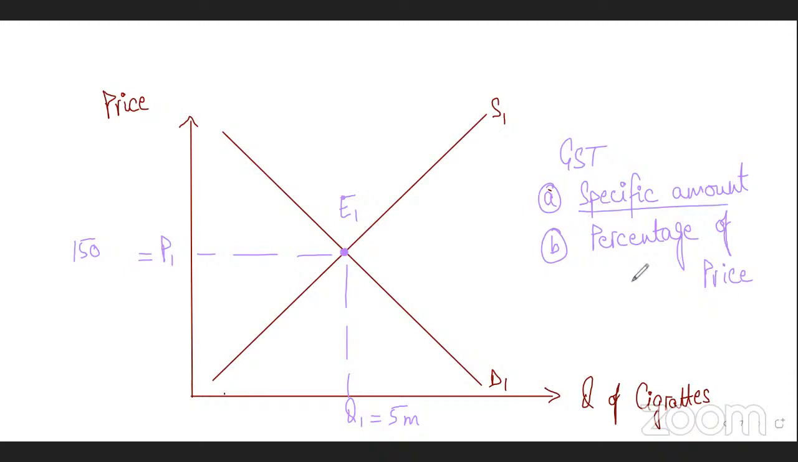That is specific amount. And if the government says that we will charge 20% of the selling price, then that is the percentage of the price. Easy. Any confusion about this? Anything that any one of you did not understand?